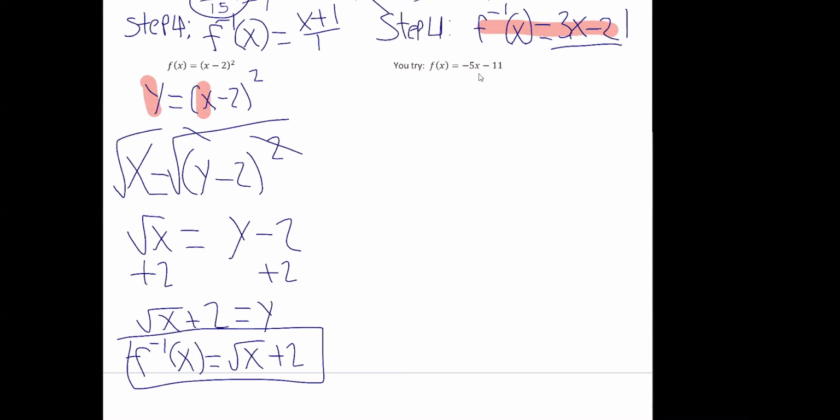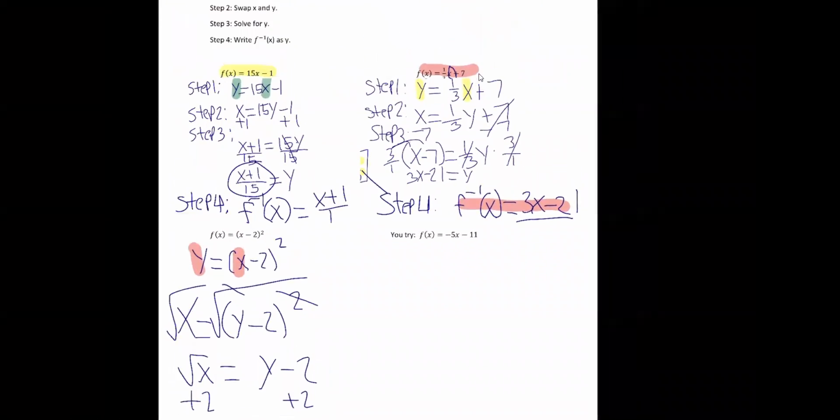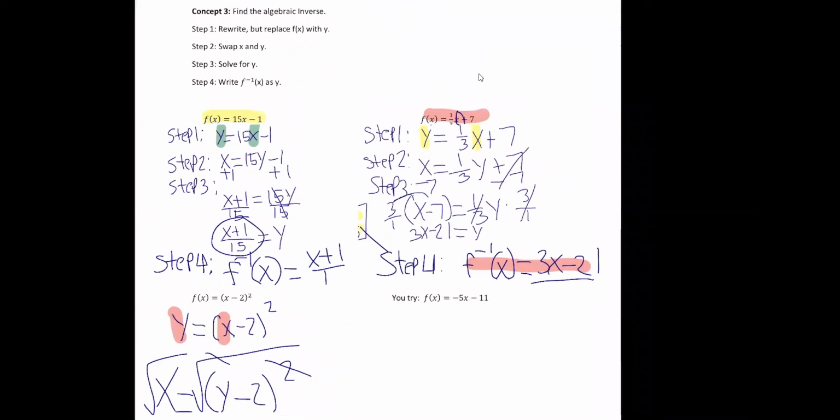All right, I want you to try this last problem here, f of x equals negative 5x minus 11. See if you can follow those 4 steps. Give it a try, and once you work it out, I'm going to launch a poll. It's multiple choice. See if you see your answer on the poll, or let me know how you're doing. I'll give you maybe 2-3 minutes, which should be more than enough time. Try this last one, because this is what we'll be working on more tomorrow.